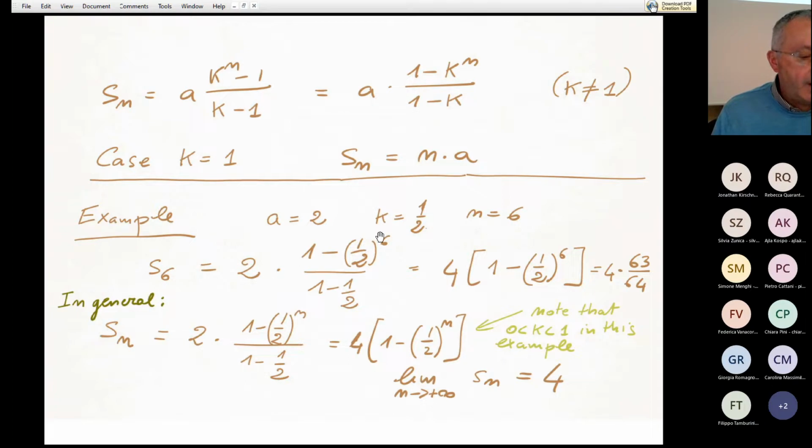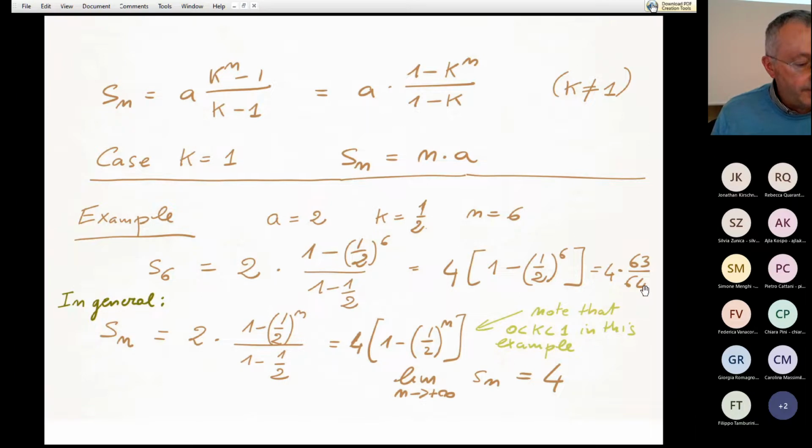It is 1 minus 1/2 to the power of 6 divided by 1 minus 1/2. In the denominator I get 1/2. Dividing by 1/2 means multiplying by 2. So the result is 4 times 1 minus 1/2 to the power of 6. It's almost 4. 4 times 63 over 64.